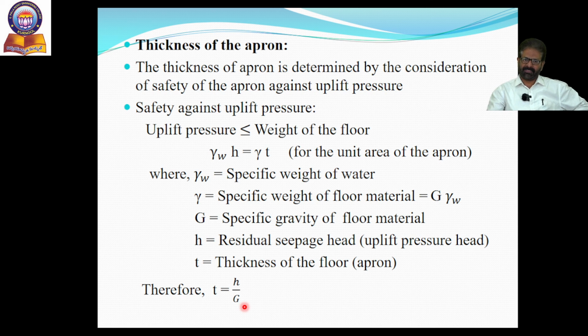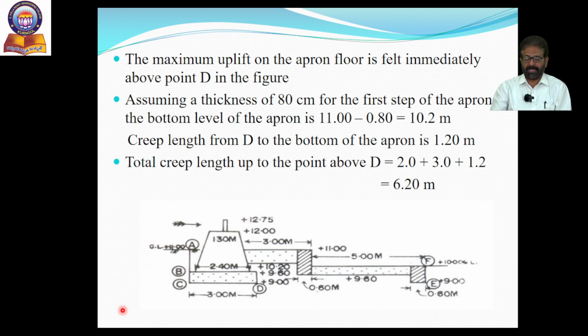T is thickness in meters, h is the residual seepage head or uplift pressure head, units are meters only, and G is the specific gravity. Therefore, we will get thickness in meters. Right. That is the general procedure to determine the thickness of the floor. So t is equal to small h by G. You remember that simple formula. Always we are going to use that formula wherever it is required to determine the thickness of the floor.